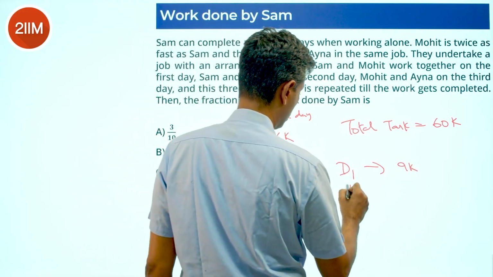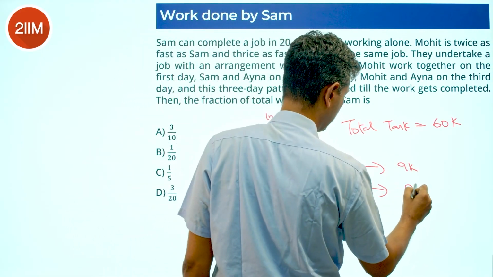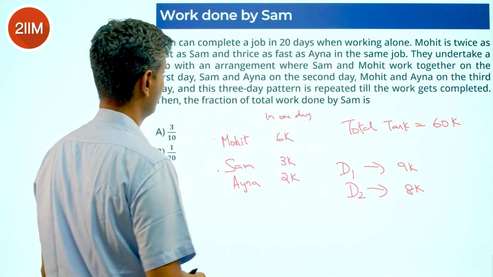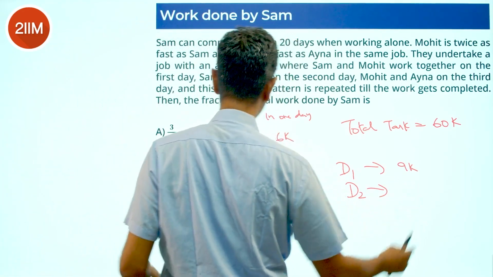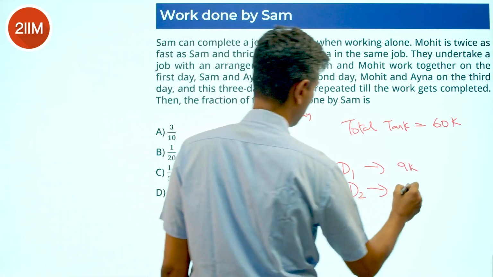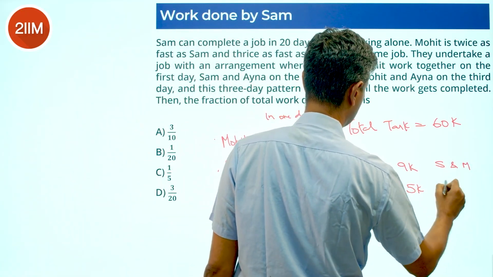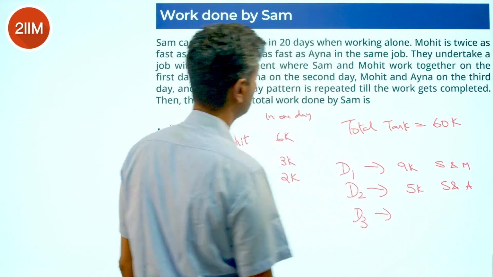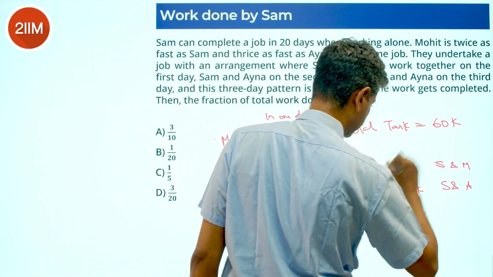And on the second day, Mohit and Aina work together, 6 plus 2, 8k. Sorry, Sam and Aina work together on the second day. Need to be careful about this. Sam is 3k, Aina is 2k, 5k. This is S and M, this is S and A. On day 3, I'm guessing it should be the third combo, Mohit and Aina, 6 plus 2, 8k.